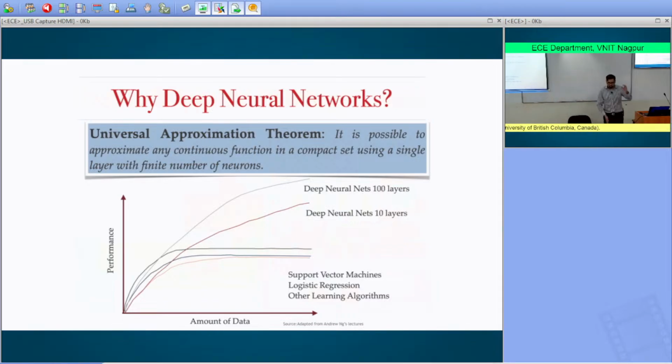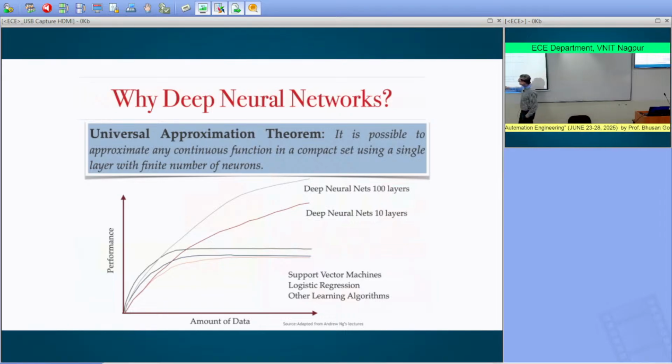Right? So if you have enough neurons in your neural network, then you can approximate any function. So no matter how you're generating data, where you're getting the data from, if you have a large enough neural network, you can approximate it. That's what the universal approximation theorem says.